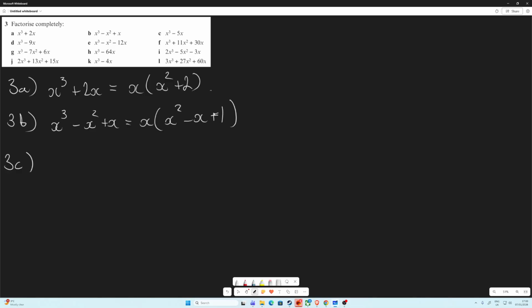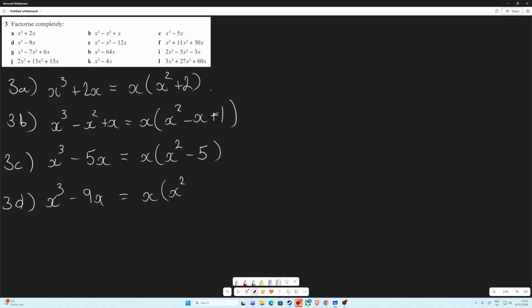Okay, let's take part c, x cubed minus 5x. Well, let's take the factor of x out. We're left with x squared take away 5. 3d, x cubed minus 9x. Let's take a factor of x out. We're left with x squared minus 9. However, this is the difference of two squares, so this is simply x times x plus 3, x minus 3.